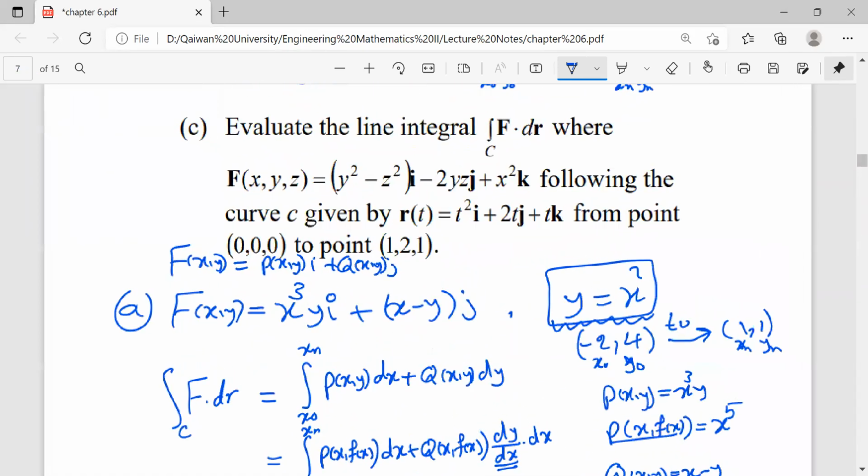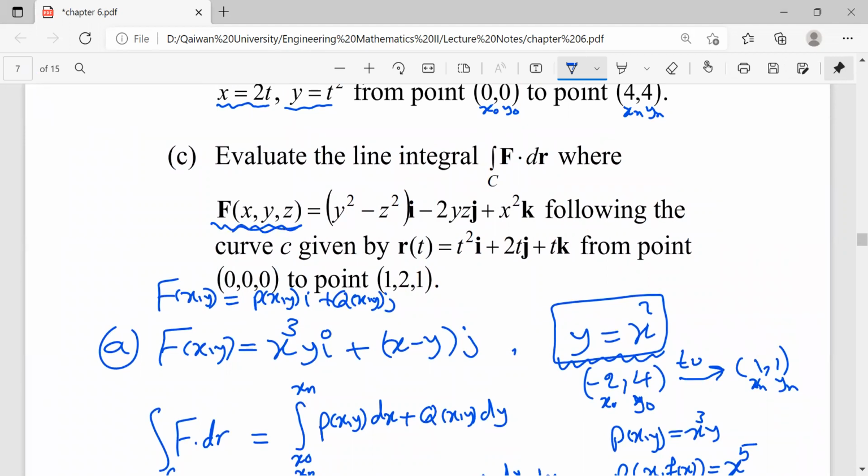In the third example, we have the vector field in XYZ space. It's F of x, y, z. Here you have 3 components, i, j, and k. And we are given that r of t equals t squared i plus 2t j plus t k. In this case, it is similar to the second example. Here, t squared is x of t, 2t is y of t, and t is z of t. So we have 3 components, the same as the previous example. We do the same. Let's first write down the information here.